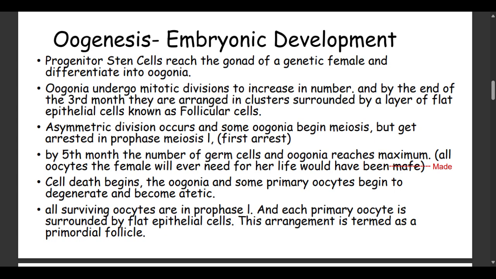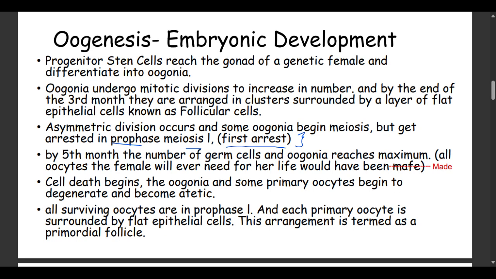So an asymmetric type of division occurs here as well, as mentioned in spermatogenesis, where some oogonia will begin meiosis but get arrested in prophase 1 of meiosis 1. This is what is known as the first arrest. Here, the growth of these cells is stopped. Okay, and once it is stopped, it is going to remain like that until puberty. That's when this arrest is going to be released.